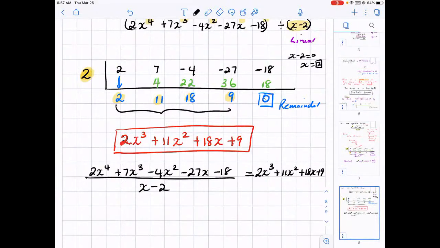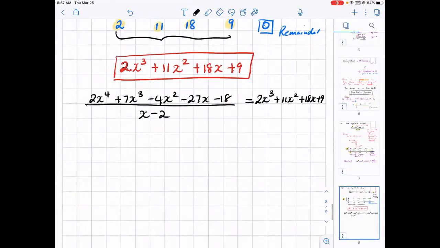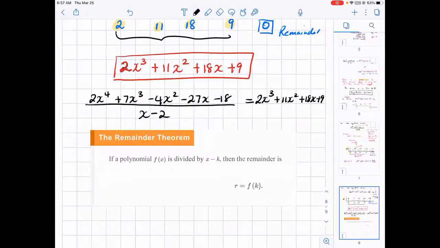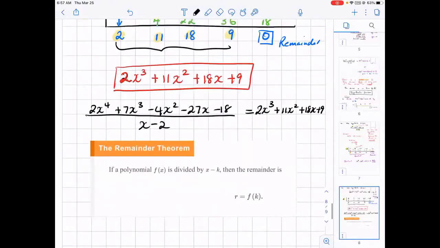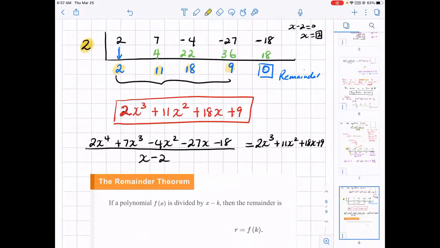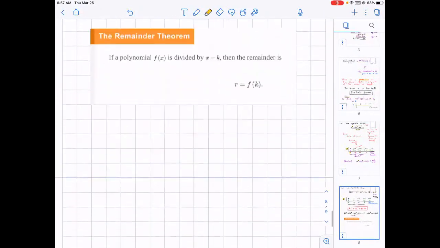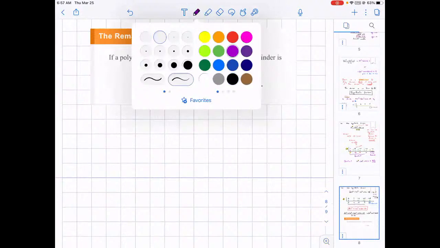Now, notice the remainder and factor theorem, right? If a polynomial f of x is divided by x minus k, then the remainder r is f of k. So what does that really tell us? Well, notice that here my remainder is 0. And this is telling us, right?